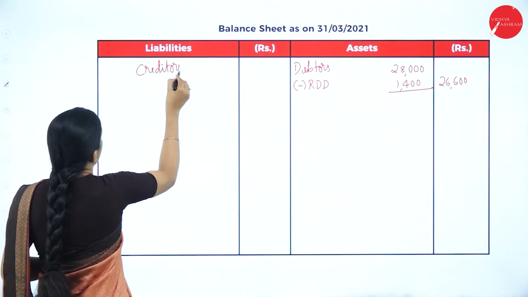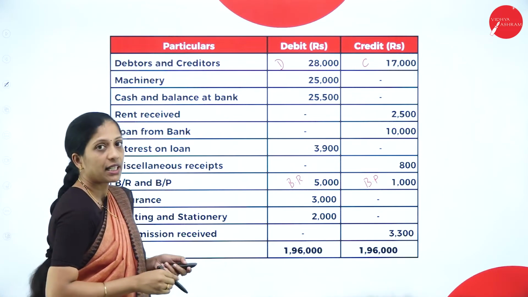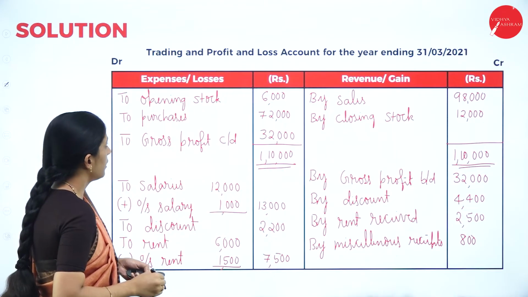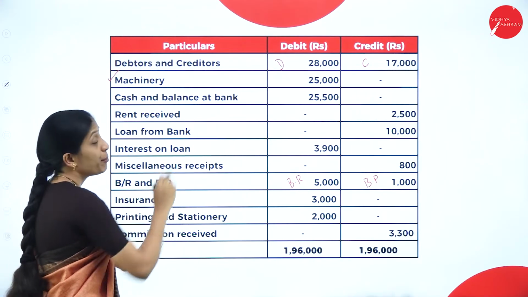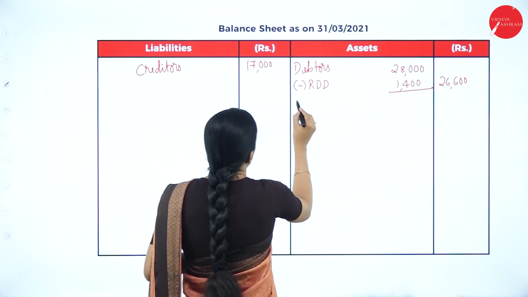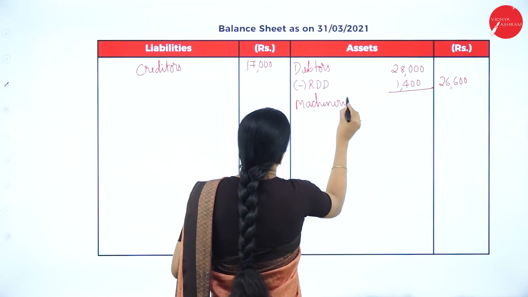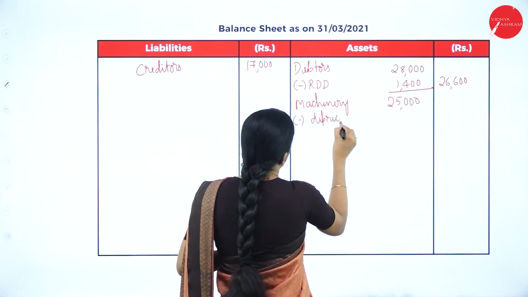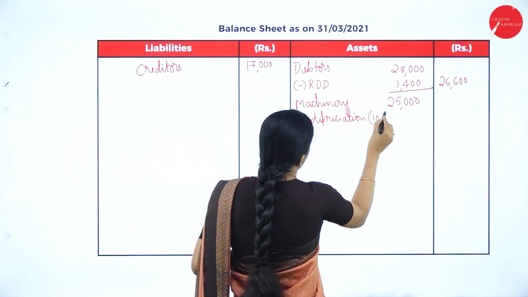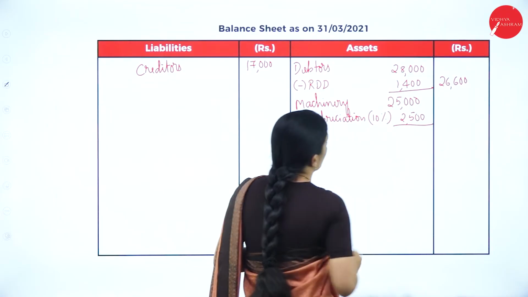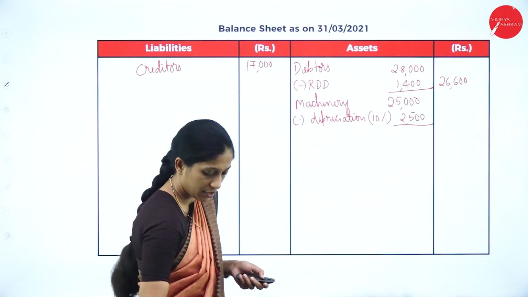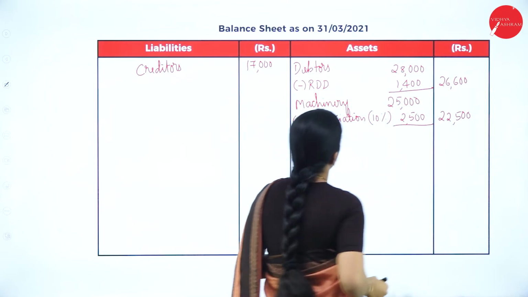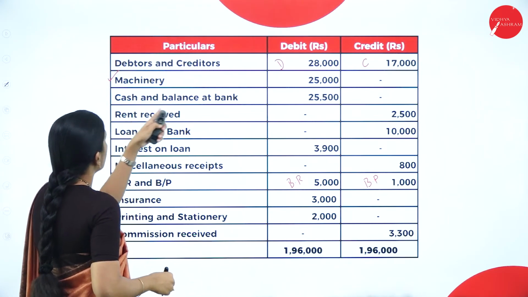Immediately, we shall record creditors because it is a liability. So creditors, how much? Creditors 17,000. That is the amount on the credit side. After that, the next item is machinery 25,000, but we had a depreciation, so you have to minus depreciation. So machinery 25,000 minus depreciation, that is 10%, 2,500. So 25,000 minus 2,500, that is 22,500.